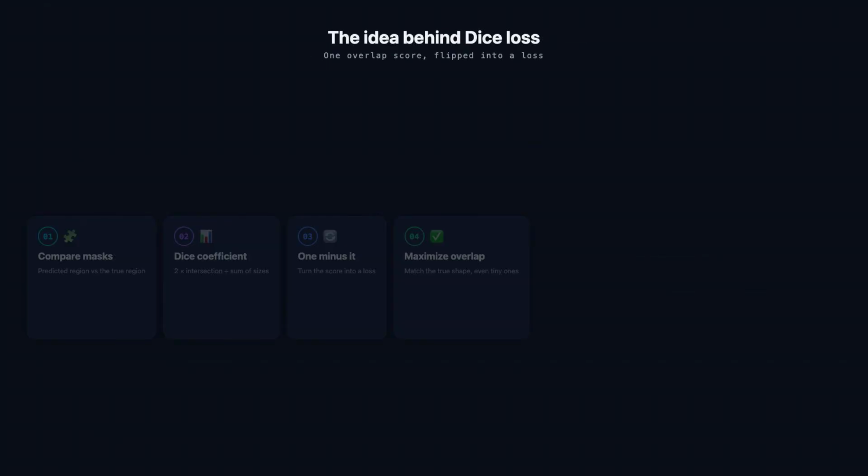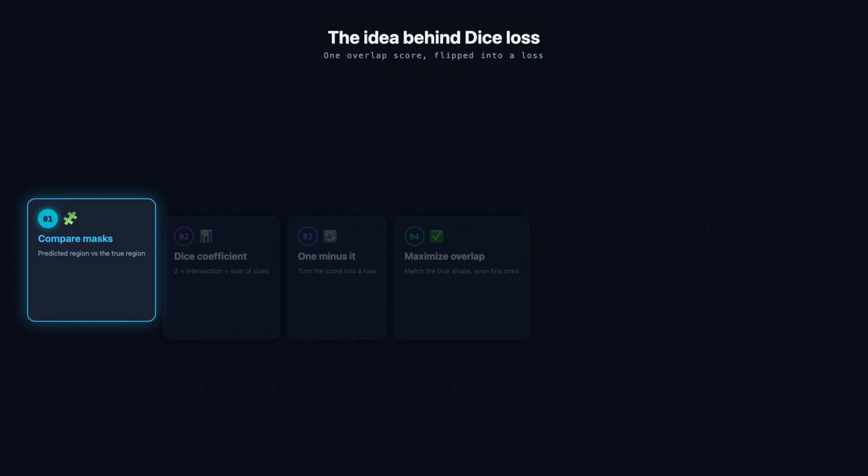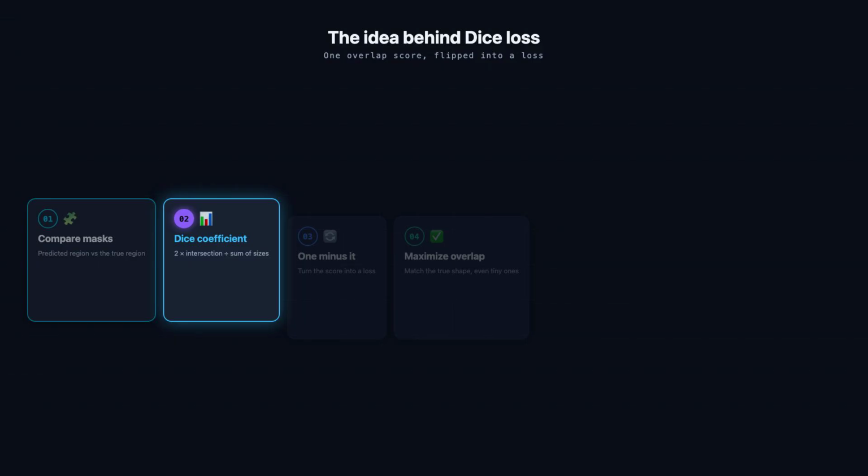Let's walk through the idea itself, because it rests on one elegant little formula. First, you compare the predicted mask against the true mask. You're asking a simple question. Where the model says object and where the object actually is, how well do those two regions line up with each other across the image? Then you measure that agreement with the dice coefficient. It's twice the intersection of the two masks divided by the sum of their sizes, and it ranges from 0 for no overlap at all up to 1 for a perfect match. If you've seen the F1 score for classification, this is essentially the same idea applied to sets of pixels.